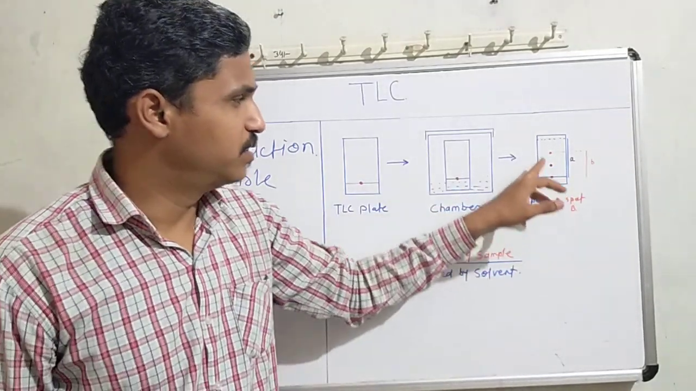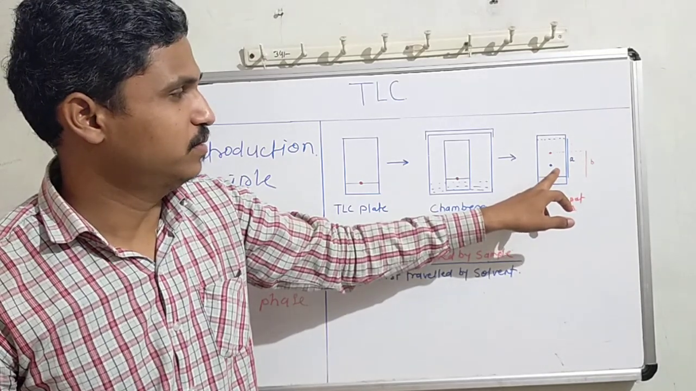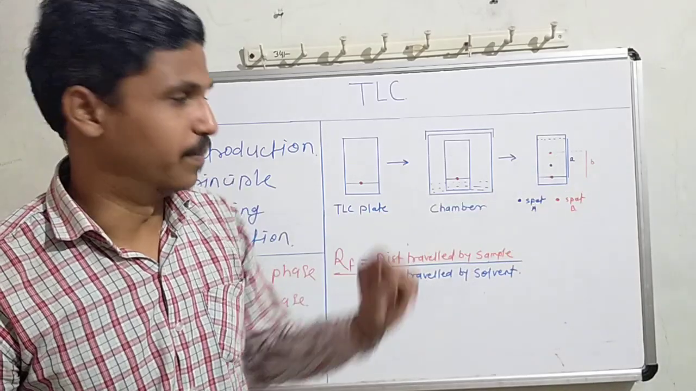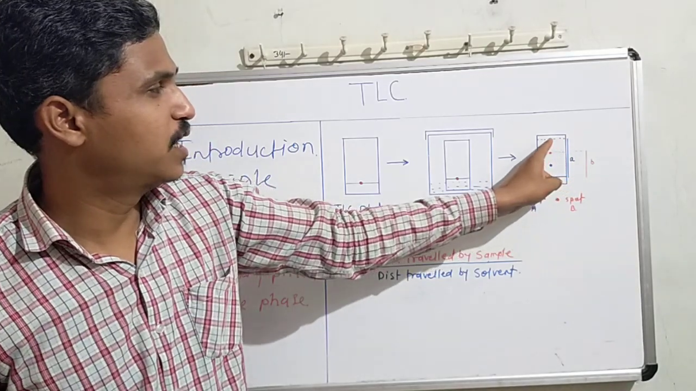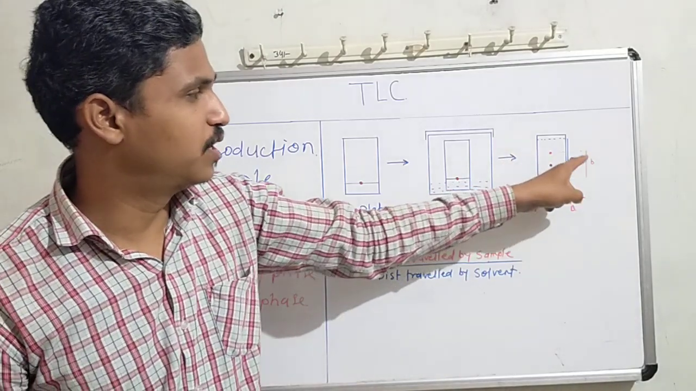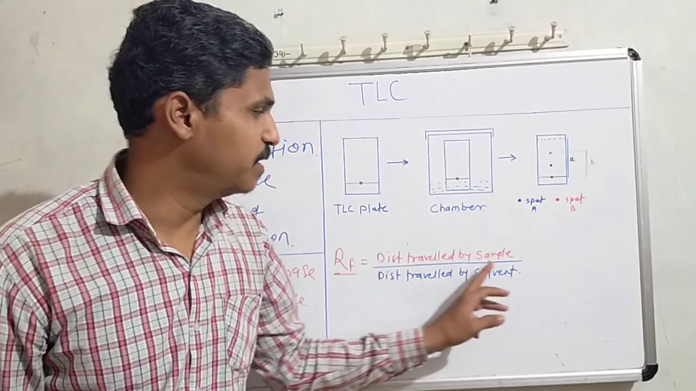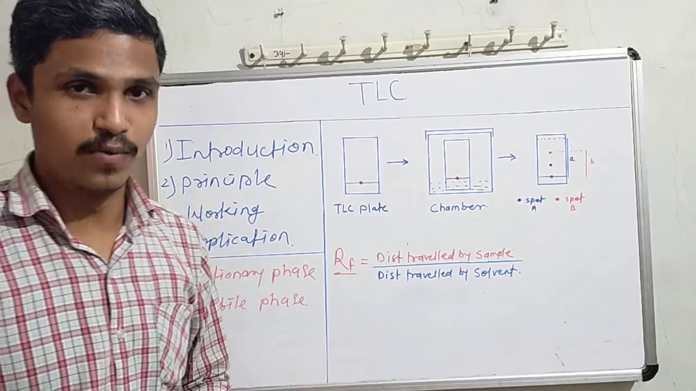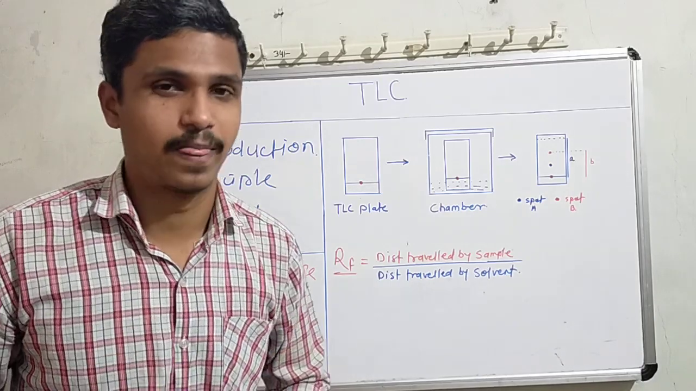Here, observe this last diagram. This is the blue spot, one spot, one component, and this is a different component. They are sample A and sample B. The blue line starts from the base and goes to the dotted line at the top. It is called the distance traveled by the solvent, and the red mark or dotted line is the distance traveled by the sample. So the distance traveled by the sample divided by the distance traveled by the solvent automatically gives you the value of that particular spot or sample.